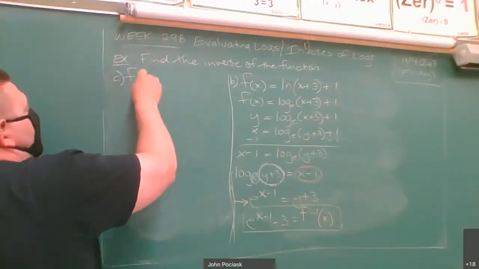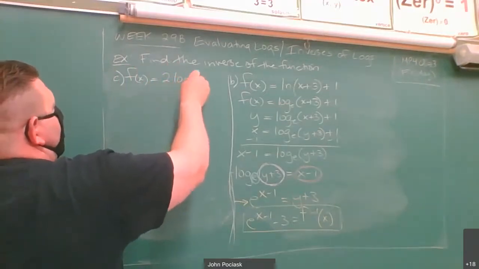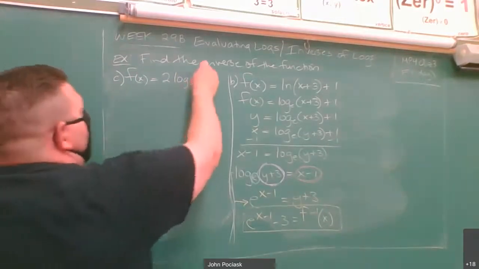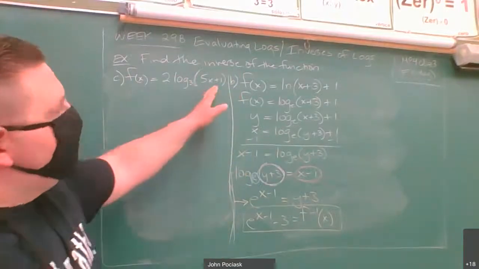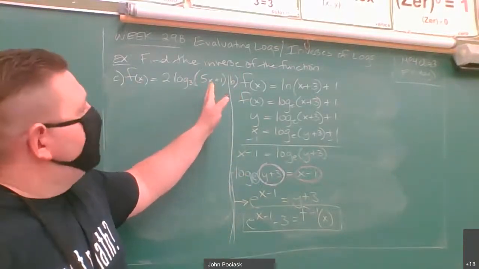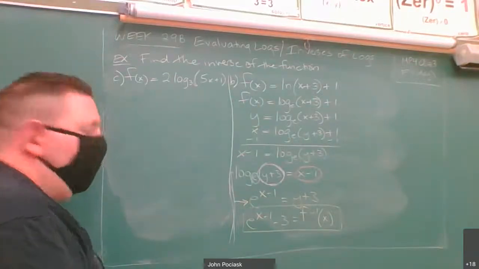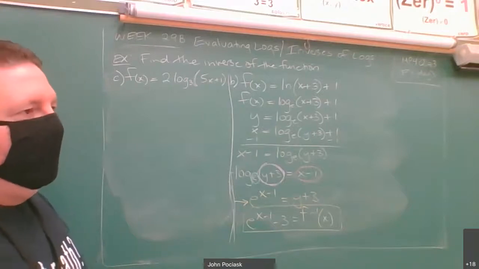f of x equals 2 times the log base 3 of the quantity 5x plus 1. So the 5x plus 1 is in parentheses, and there's nothing after that. I'm going to give you 2 minutes to work on this. I'll set the timer. Try it out.